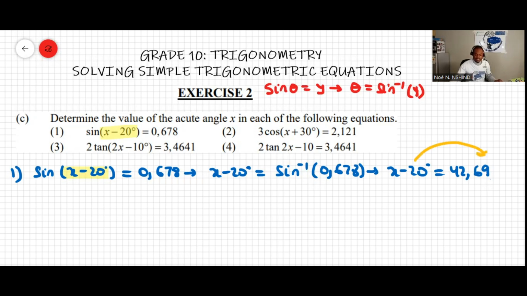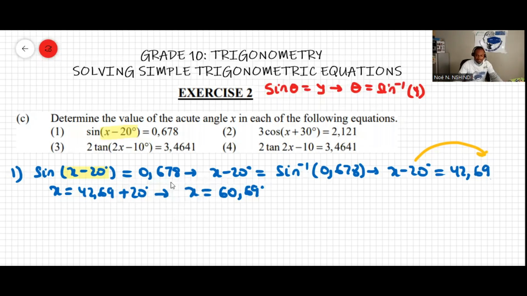To get the value of x, we move the 20 degrees over, so x equals 42,69 plus 20 degrees. That means x equals 62,69 degrees. That was question 1. Now question 2.